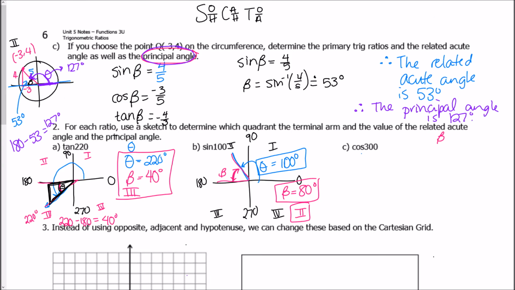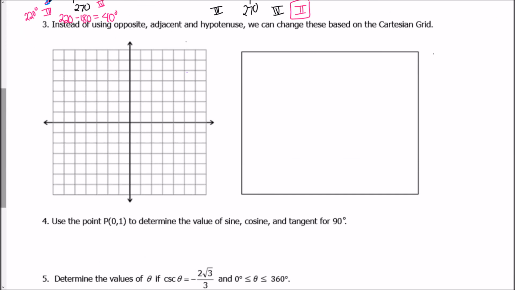Okay, so number 3, instead of using opposite, adjacent, and hypotenuse for our trigonometric ratios, we can change these based on the Cartesian grid. So right here, this is going to be our x value. So we'll call this x, and we'll call this y. And this is always going to be the result of some type of a circle. So I'm just drawing a random circle. And when we have our circle, we always have a point on our circle that we use to create our triangle right here. Okay, and that triangle always has our angle theta in it. So this right here is always going to be the radius of my circle. The hypotenuse is always the radius.